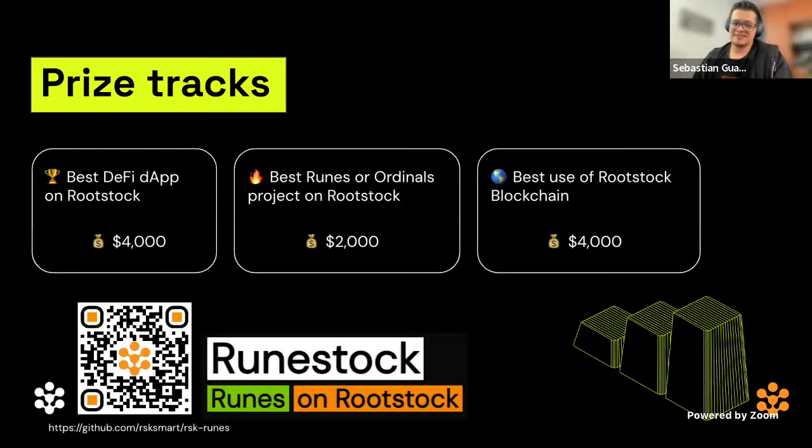Okay, the other very interesting part is about the prize tracks. For this hackathon, we have 3 different tracks. We have the first one, the best DeFi dApp built on Rootstock. We have also best runes or ordinals project made in Rootstock. And we have also best use of Rootstock blockchain. For the first one, we have 4,000. For the runes one, we have 2,000 in prizes. And for the best use of Rootstock, we have 4,000.